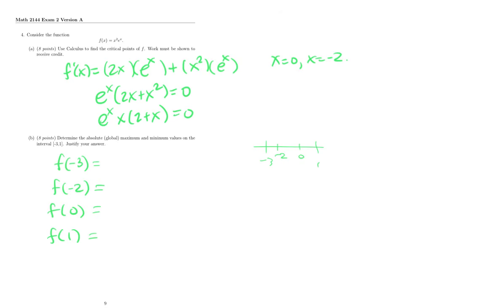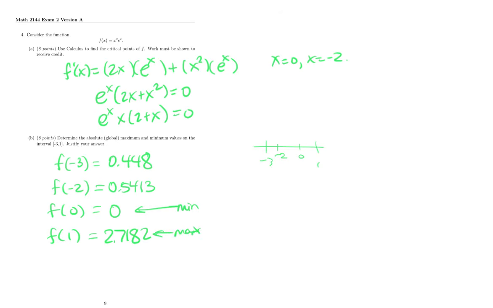So if I do in my y equals, I'm going to plug in x squared e to the x. And then I can graph it, and I can use my trace feature to find these values. So if I trace and hit -3, I get 0.448. If I put in -2, I get 0.5413. If I plug in 0, I get 0. If I plug in 1, I get 2.7182. So my minimum is here and my maximum is here.